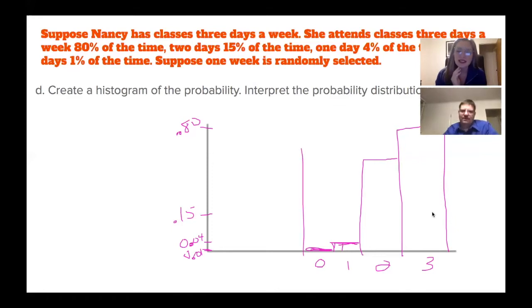So when it says interpret the probability distribution, what is the question asking? Well, it's asking me to figure out which is maybe the most likely. The most likely to occur is she would go to class 3 days a week, which would make me happy.